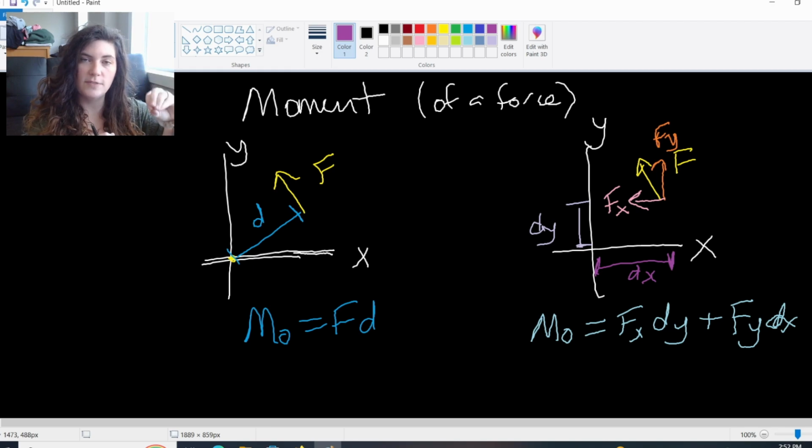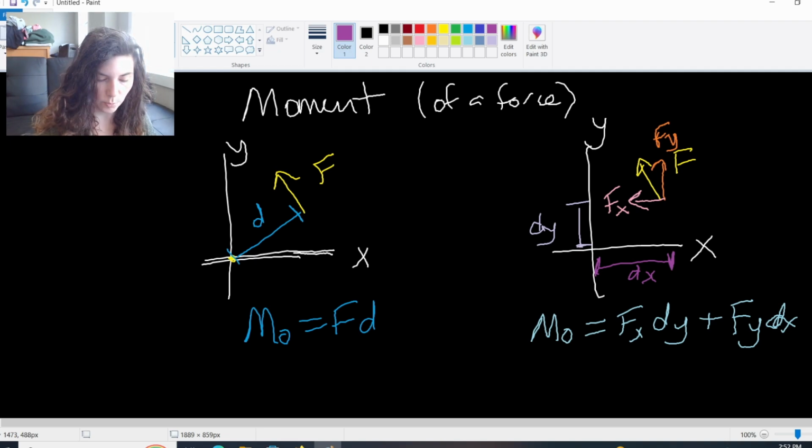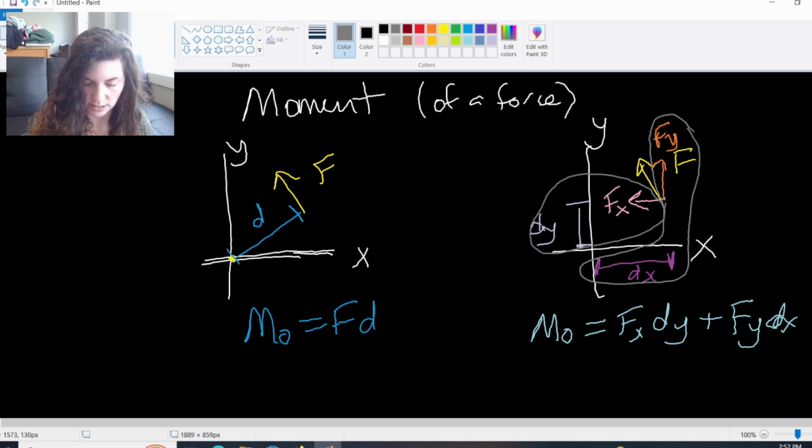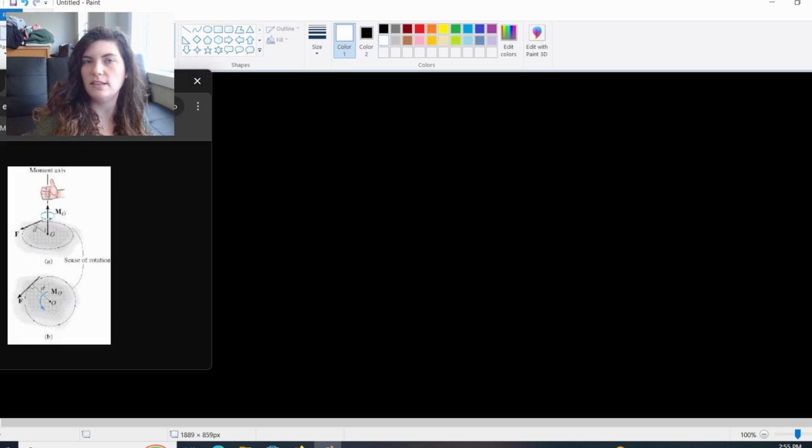Your X component of your force times your Y distance plus your Y component of the force times your X distance. So remember that your perpendiculars are always what are going together in this, right? So it's these two because they are perpendicular to each other, right? The Fx and dy, Fy and dx, because they are perpendicular to each other. So that's how we find the actual magnitude of the moment.